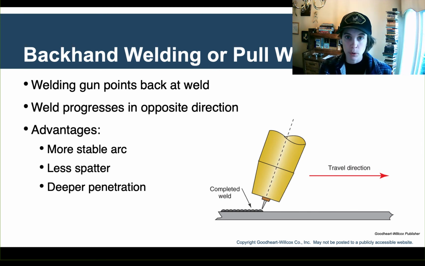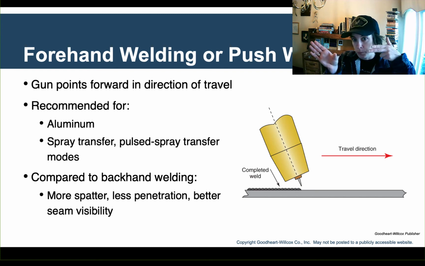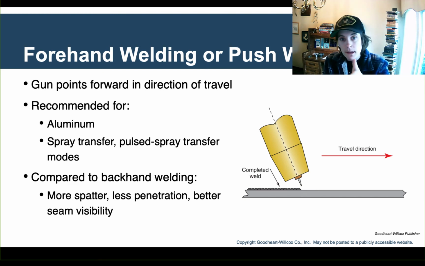Backhand pull welding has a more stable arc condition, less spatter, and deeper penetration. So again, it's a little bit better if you're welding thicker material. Forehand or push welding is where you're laying the weld down like this and pushing it along away from you. This is recommended if you're welding aluminum, which we are going to try later this semester, and if you're doing spray transfer or pulsed spray transfer modes, which we will try. We have one machine that can do that.